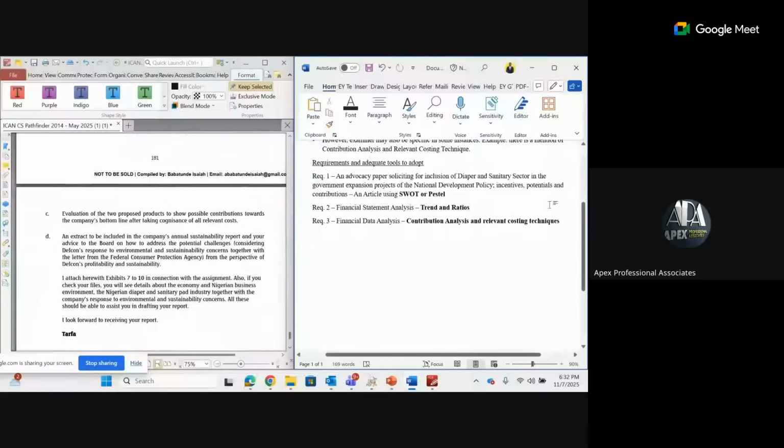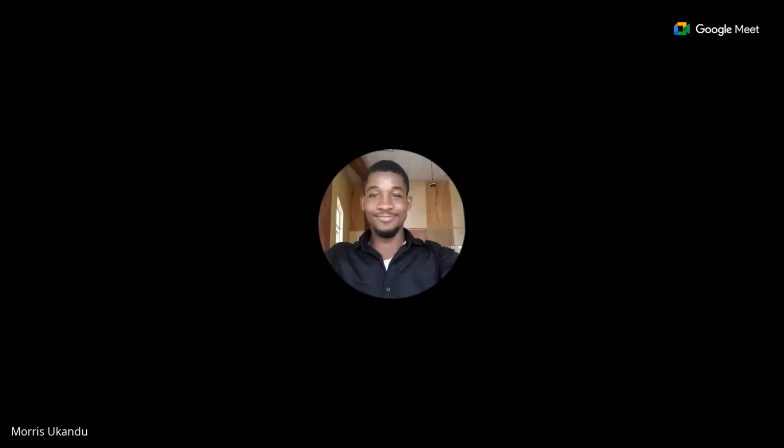Then the fourth requirement, requirement 4, is talking about an extract to be included in the company's annual sustainability report and your advice to the board on how to address the potential challenges, considering DEFCON's response to environmental and sustainability concerns, together with the letter from the Federal Consumer Protection Agency from the perspective of DEFCON's.